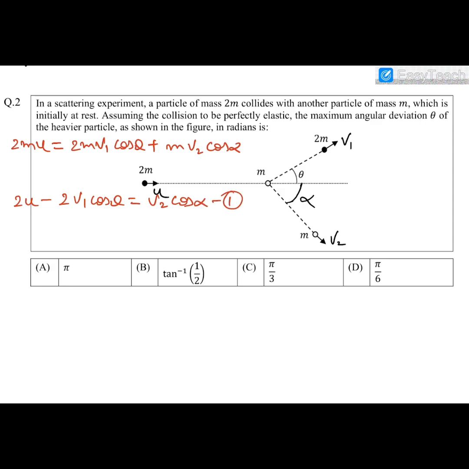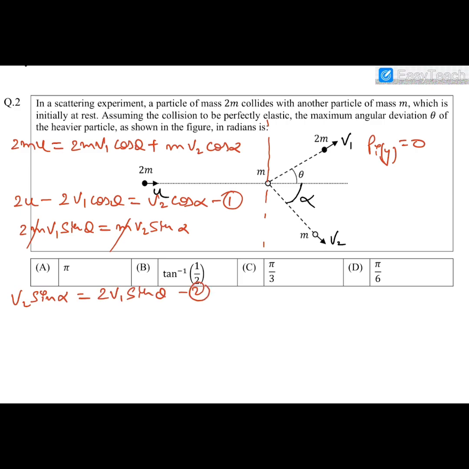Now we know that in the y direction net momentum will be 0, because initial momentum in the y direction was also 0. So 2mv1 sin theta will be equal to mv2 sin alpha, and v2 sin alpha will be equal to 2v1 sin theta. This is equation number 2. Let us square and add these two equations to eliminate alpha.